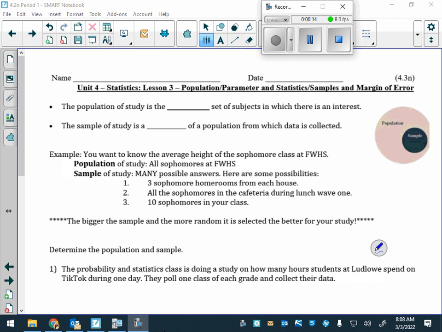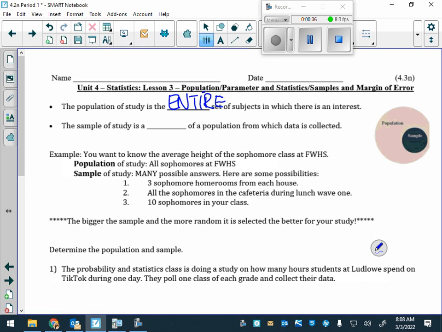Population is the entire set of subjects. So for example, a population would be all Ludlow students, okay? Another population would be all high school students, all adults, okay? So that's the population. It's the big picture.